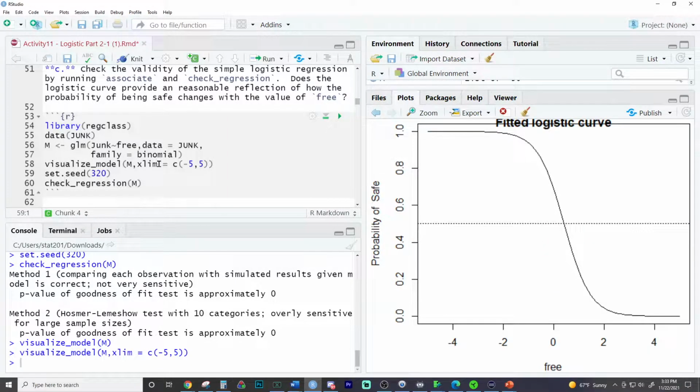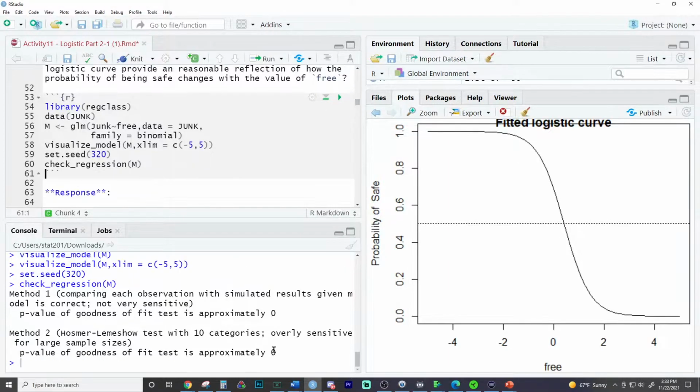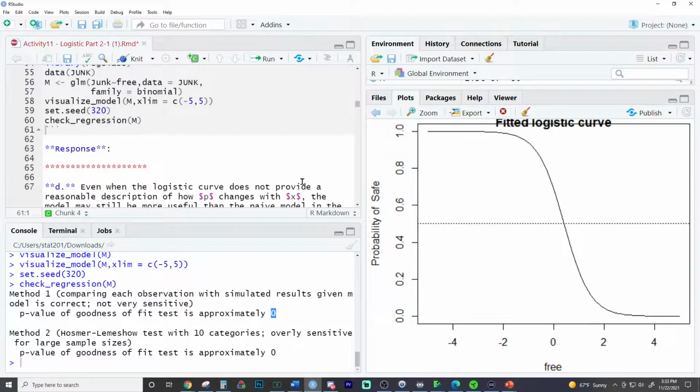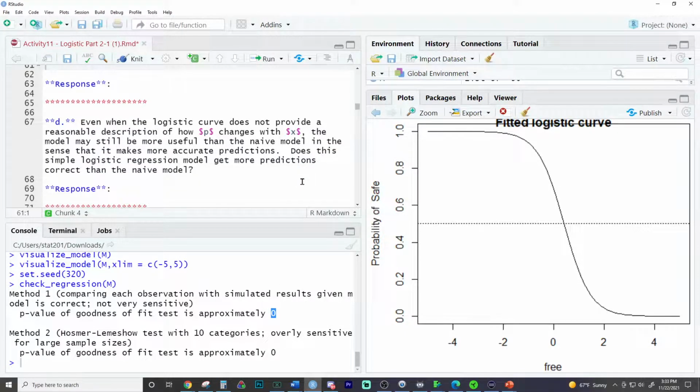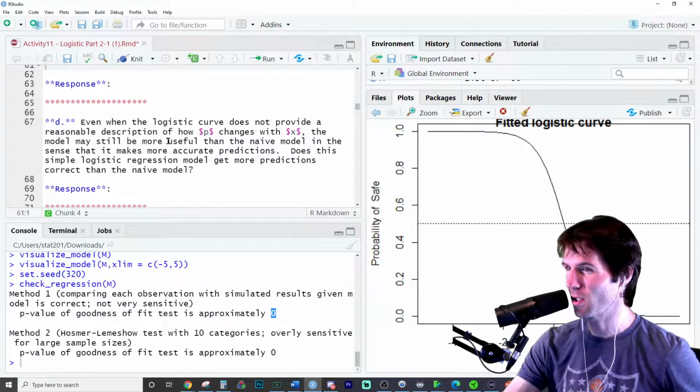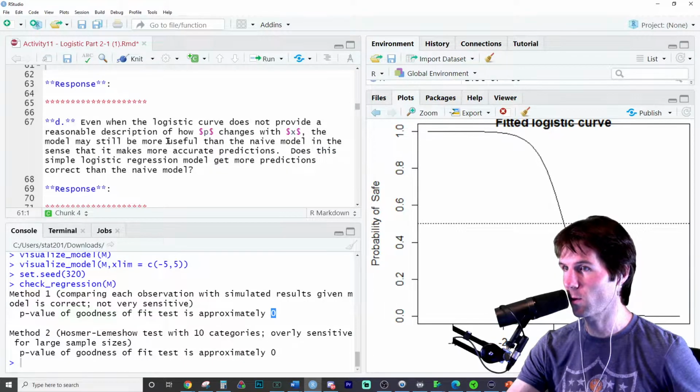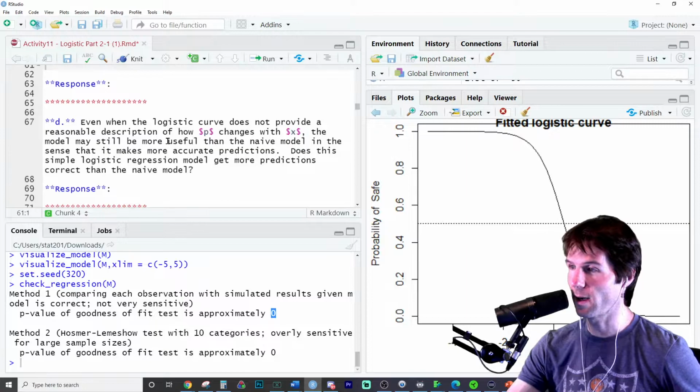You can't have a negative frequency, but this sigmoidal curve right here is not the right one either. Both of them are screaming at us, no, this is a bad idea. You have fit the wrong curve. Even when the logistic curve does not provide a reasonable description of reality of how the probability changes with x, the model may still be more useful than the naive model. In that sense, it makes more accurate predictions. Does the simple logistic model get more predictions correct than the naive model?